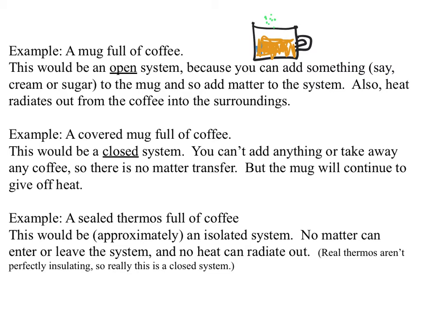Consider the same thing, but now let's say we put a lid on our coffee mug. Maybe this is a thing you get from Starbucks or whatever. Now it's a closed system. You can't add anything in, you can't take anything out. You can't drink from it, you can't put in cream, you can't put in sugar, nothing. So there's no matter transfer, but it still allows energy transfer. It's a closed system because the mug will still get cooler. The coffee inside will get cooler as time goes on, as it radiates heat.